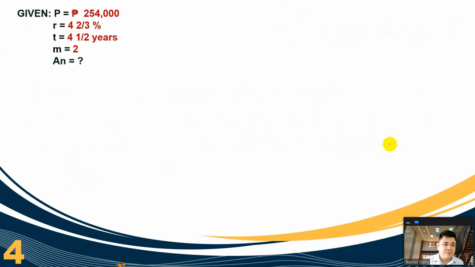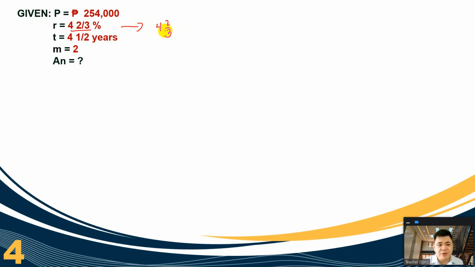So our given values are P is equal to 254,000, and our rate, we cannot actually convert this to a decimal when we solve later, because 2/3 is a repeating decimal. We cannot round off while we are solving within the formula, okay? So we will be using the whole 4 2/3. But before that, we have to convert 4 2/3% into an improper fraction.